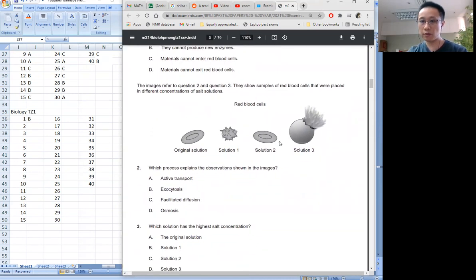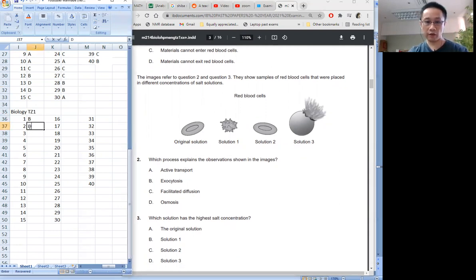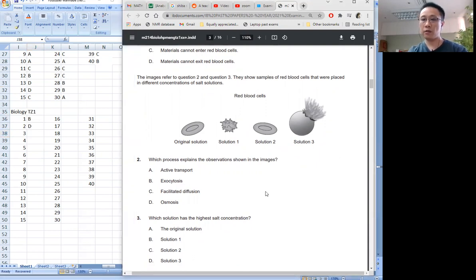Question 2 is about red blood cells again, showing samples of red blood cells placed in different concentrations. What process explains the observation shown in the images? Should be mostly osmosis, because water gain and water loss have a significant impact on the shape of the cells. So solution 1, water has left the cell via osmosis because you're putting the cell in surrounding salt solution, which sucks water out.